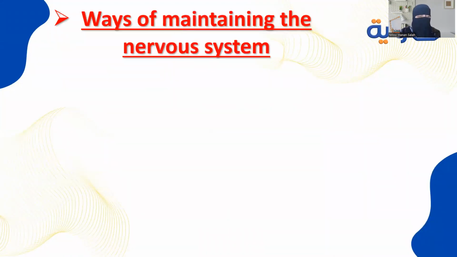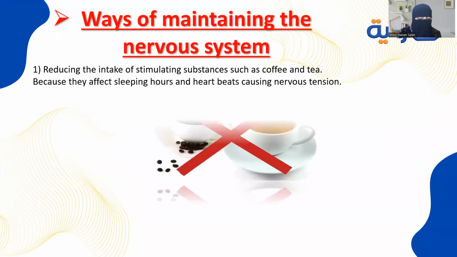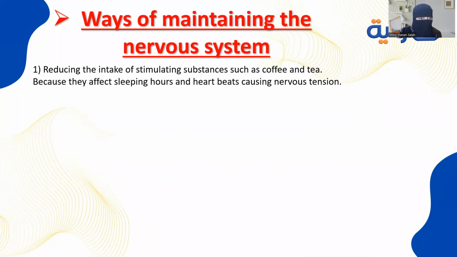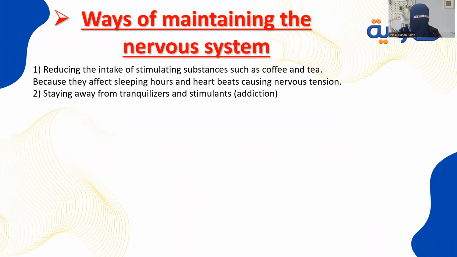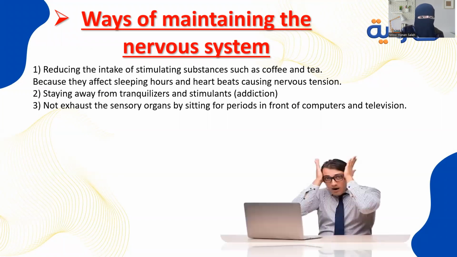Let's go to the ways of maintaining the nervous system. How to save or how to protect your nervous system from any harmful things. Number one, reduce the intake of stimulating substances like coffee or tea. Number two, you must keep away from tranquilizers or stimulants, substances, or addiction because they will harm your nervous system. Number three, do not exhaust the sensory organs by sitting for long periods of time in front of computers and television because it will affect your sensory organs.